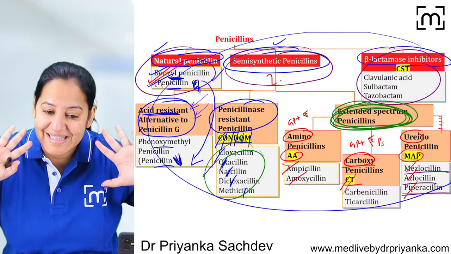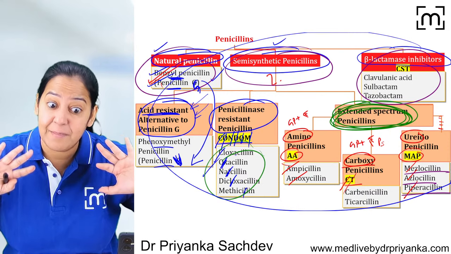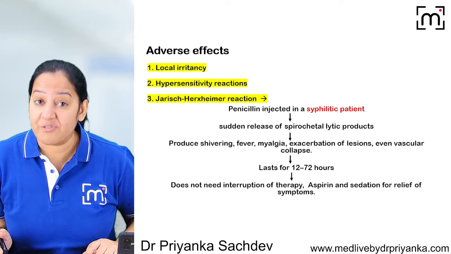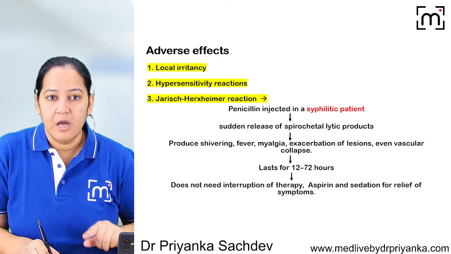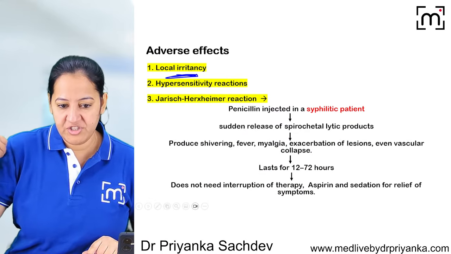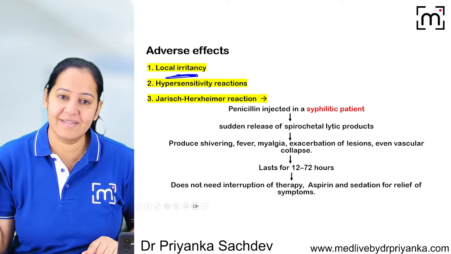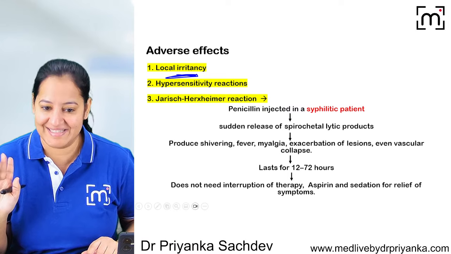They inhibit cross-linking in the bacteria. They inhibit the enzyme transpeptidase. That is cross-linking. You get a question on that. What are the adverse effects of natural penicillin? There are three adverse effects. Local irritancy: you give an injection, so the injection is very painful. There is pain at the site of the injection. So it is local irritancy, number one.